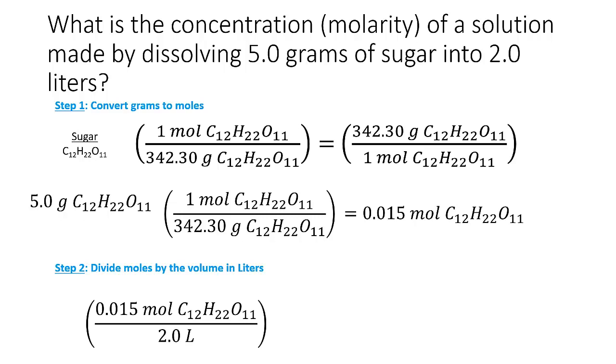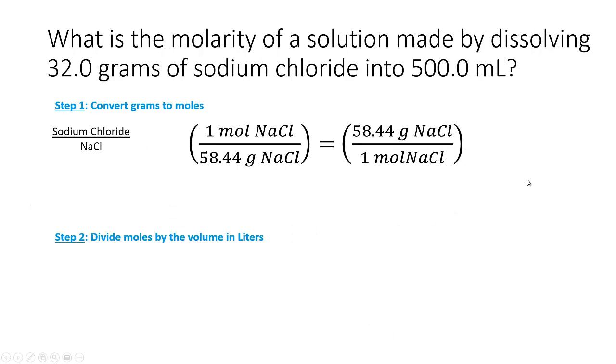Do that math, 0.015 divided by 2, and you end up with 0.0073 molar of sugar, sucrose. Let's try another problem. What is the molarity of a solution made by dissolving 32 grams of sodium chloride into 500 milliliters? So the first step is the same. You need to convert grams into moles.